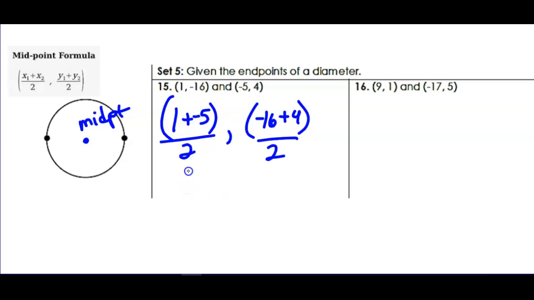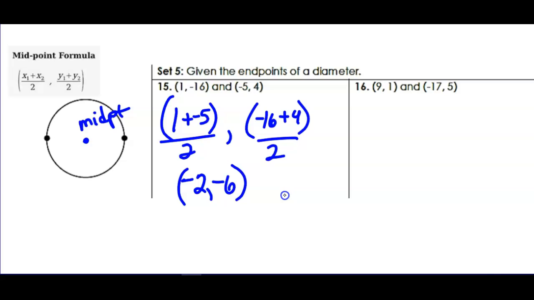So this is -4 divided by 2 is -2. And this is -12 divided by 2 is -6. Did I do that right, guys? From 1 to here is 3 down, 3 more. Yep. -16 to -6 is up 10. Up 10 more would be 4. Okay. I think I did it right.